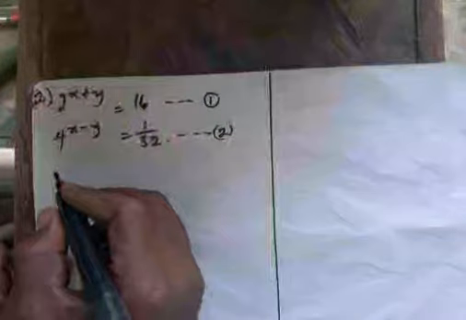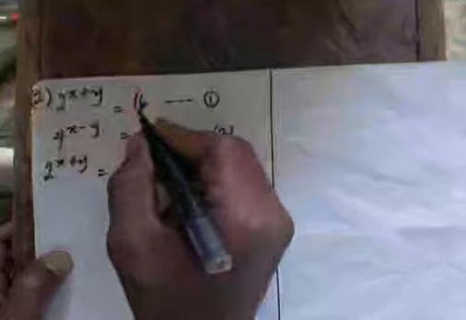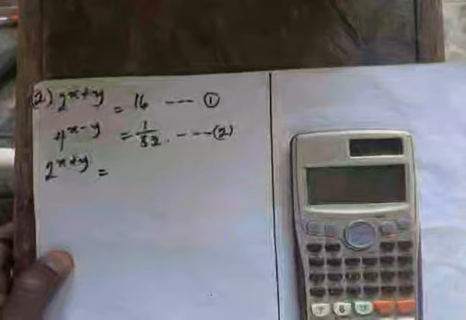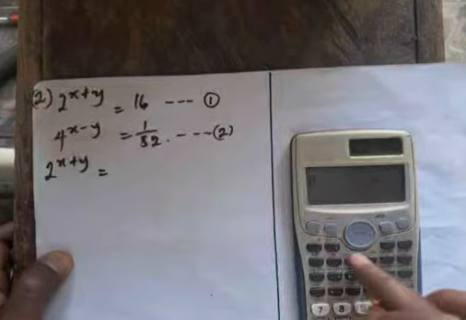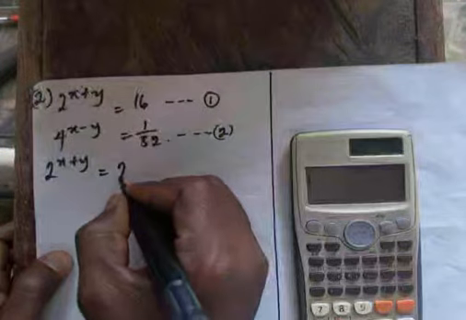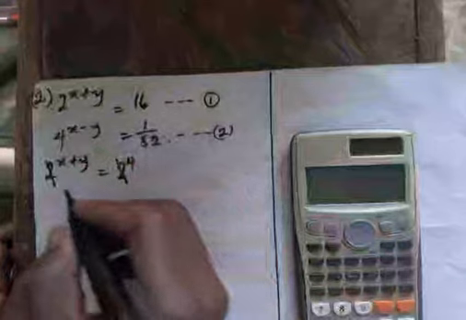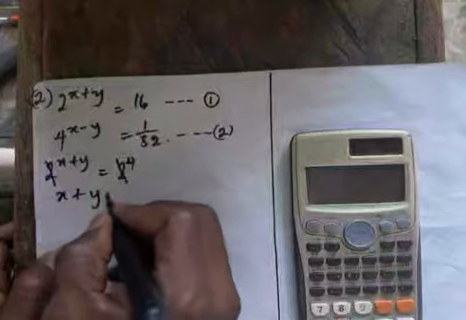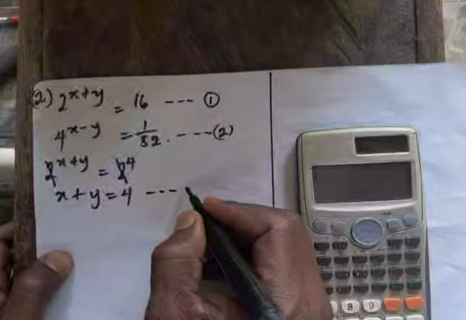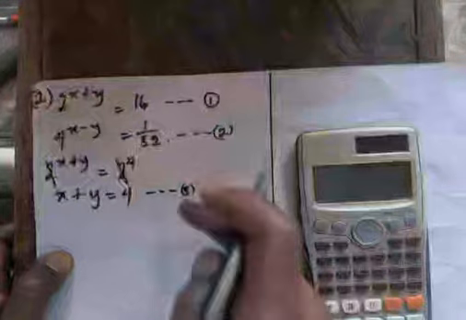So from equation 1, we can have 2 raised to power x plus y equals 16. We can write 16 as 2 raised to power 4, which gives you 16. So you can cancel the 2 and drop your power. So we'll have x plus y equals 4. We call this equation 3, since we have 1, 2, then this one will be 3.